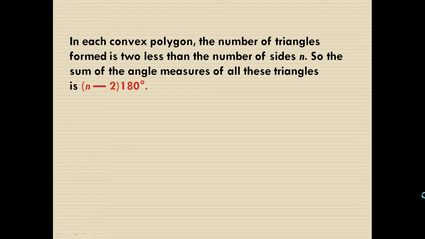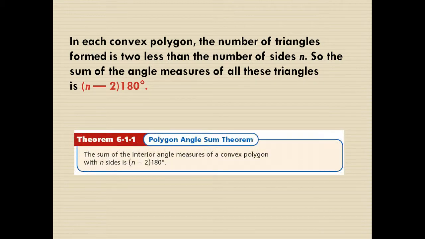In each convex polygon, the number of triangles formed is 2 less than the number of sides n. This gives us the polygon angle sum theorem. The sum of the interior angle measures of a convex polygon with n sides is n minus 2 times 180 degrees.